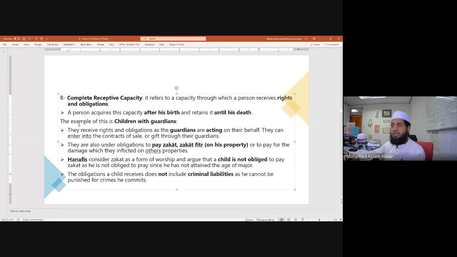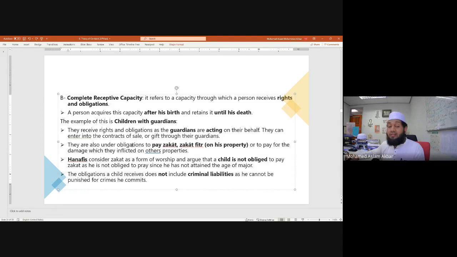All right. When you understand complete receptive capacity, look here, a person receives rights and obligations. A person acquires this capacity after his birth; everybody, after being born, will come under this complete receptive capacity. The example of this is children with guardians. They receive rights and obligations as the guardians are acting on their behalf. They can enter into contracts of sale or gift through their guardians. They are also under obligation to pay zakat, zakat al-fitr, on their property. This is what I call obligation.